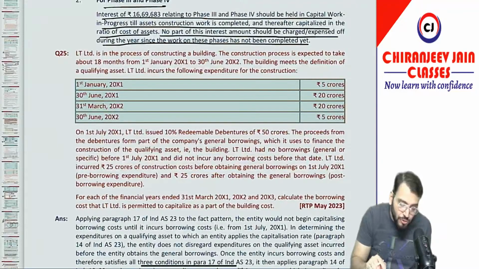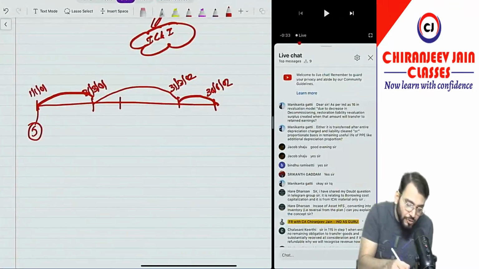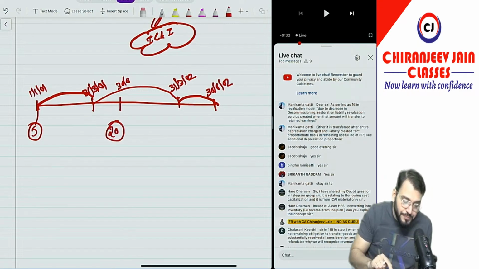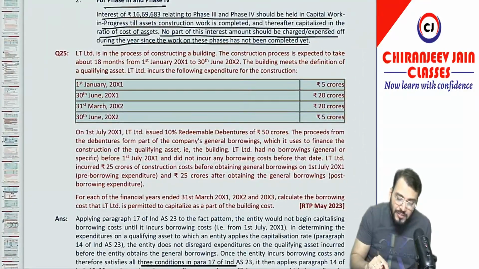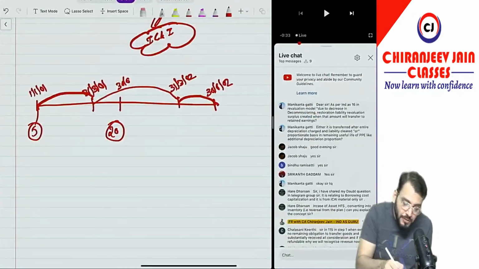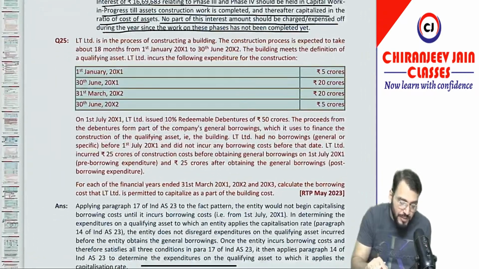Then on 30th June 2001, 20 crore was incurred. Then on 31st March, once again 20 crore has been incurred, and here 5 crore has been incurred. Understood? These are the information given.